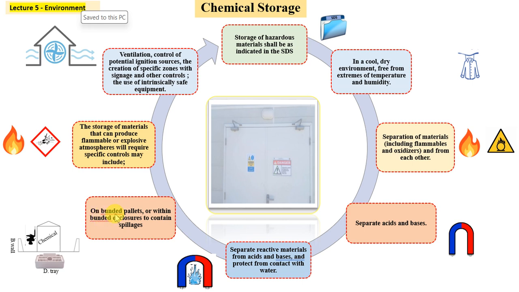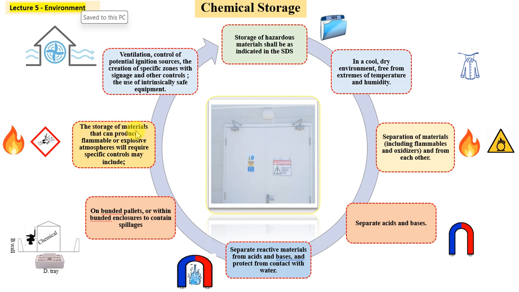The next point is the chemical bottles or chemical containers. They should be stored on bonded pallets or within bonded enclosures to contain spillage. You can see in the photo there are some drip trays. The chemical containers should be on the drip trays, and the chemical storage must have a bund wall of around 110% of the total capacity of the stored chemicals.